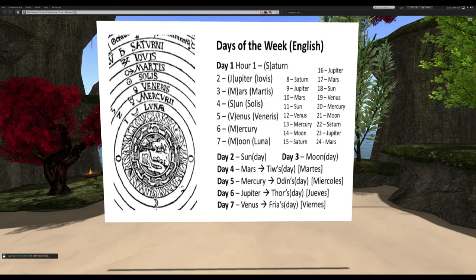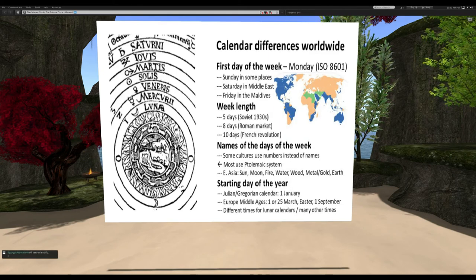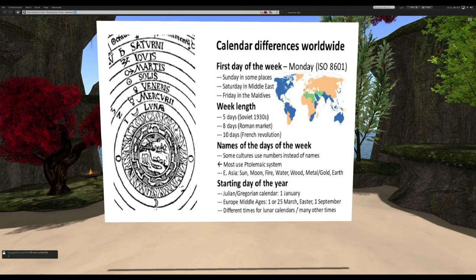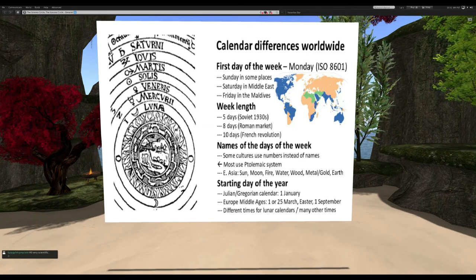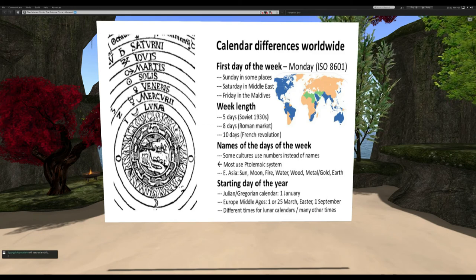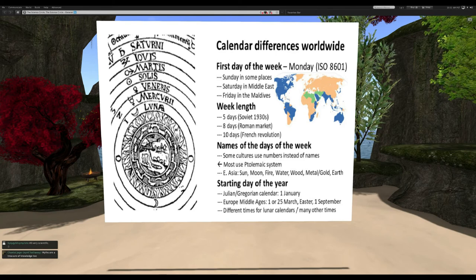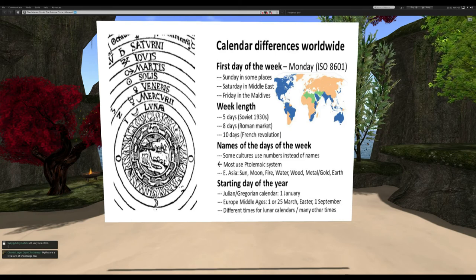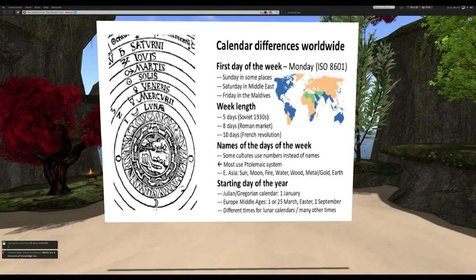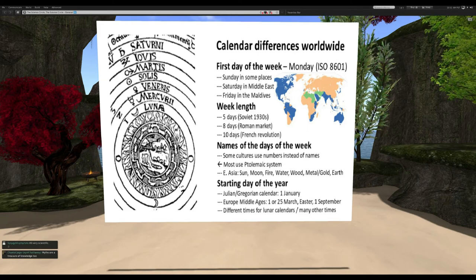Just rather fascinating. Okay, so now let's take a look at some of the differences in the way they do the days of the week around the world. Here again, a lot of stuff crammed in that one slide. You might want to take a look at it. But there it is, by the way.